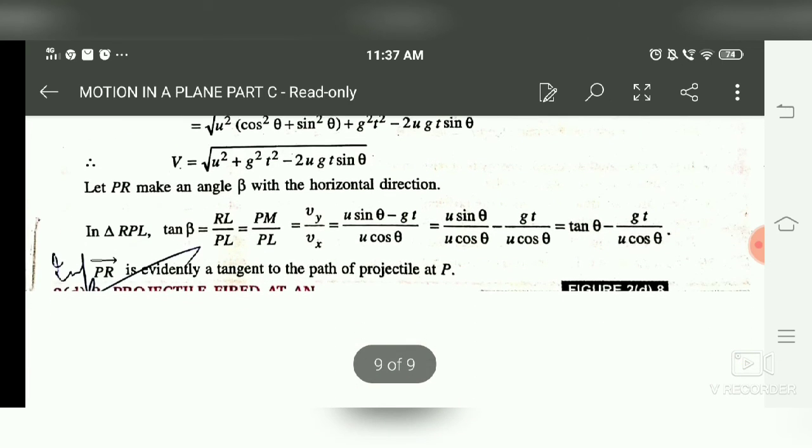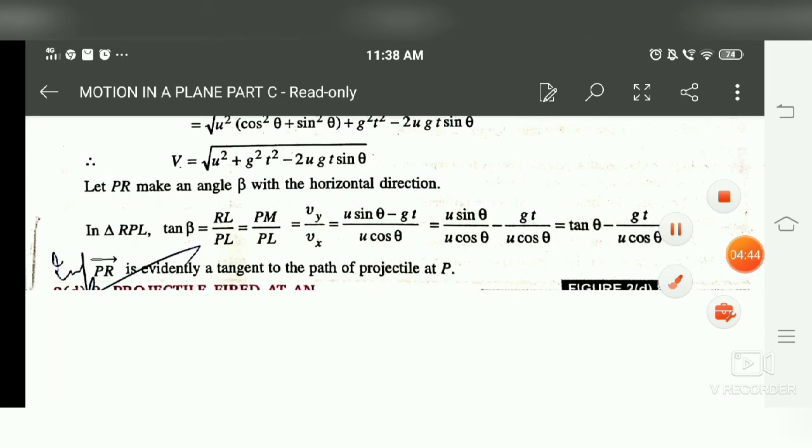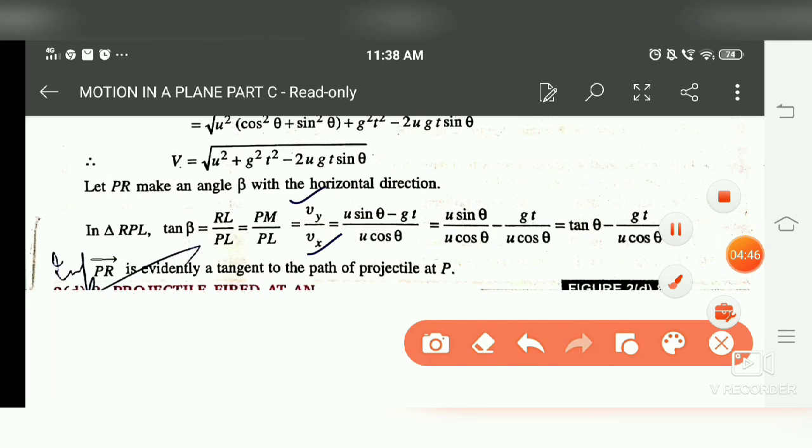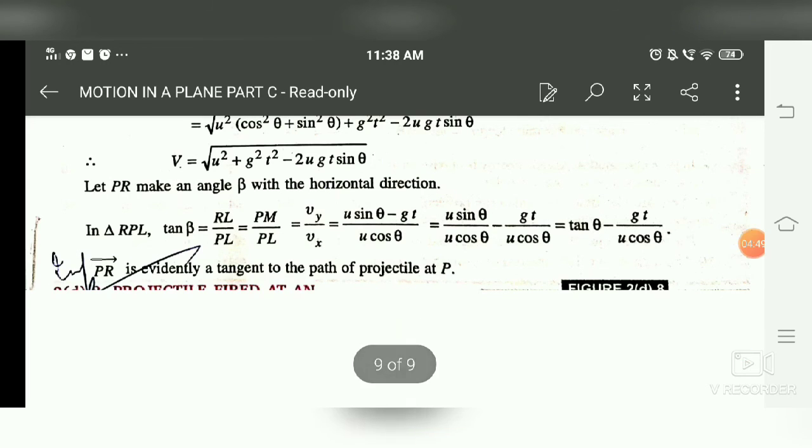We have to find tan beta. Tan beta is again Vy by Vx. Again by substituting the value, you will get the angle that the resultant velocity makes.